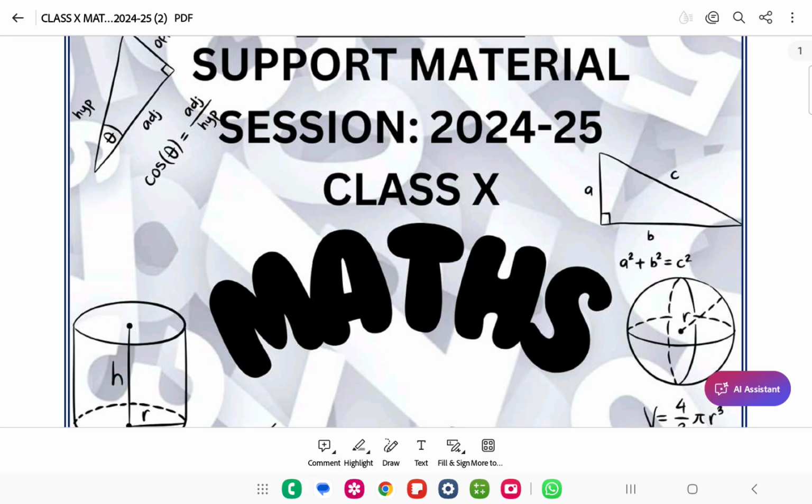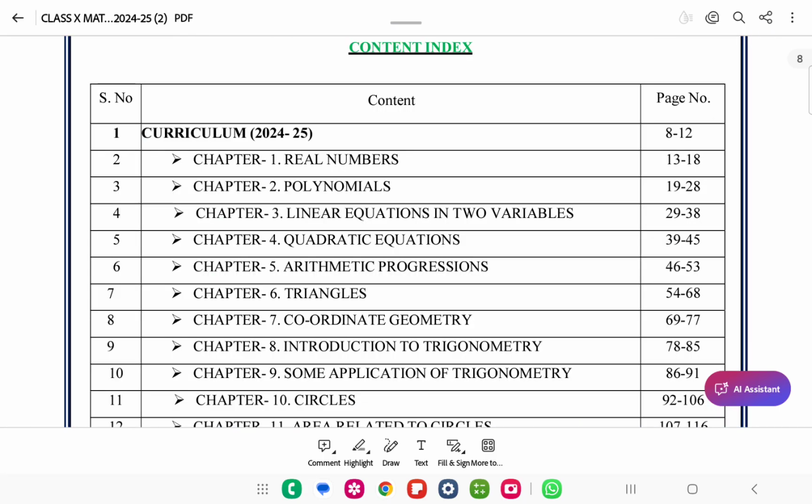This is the third section. In the third section we will study the linear equation in two variables. In this section we will study the graph, how to plot the graph, and the three conditions, how the graph will come. All that we will discuss in this section. Linear equation in two variables, the third chapter.